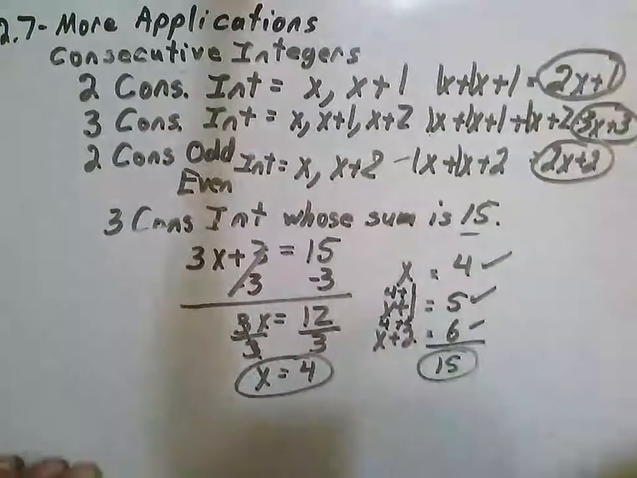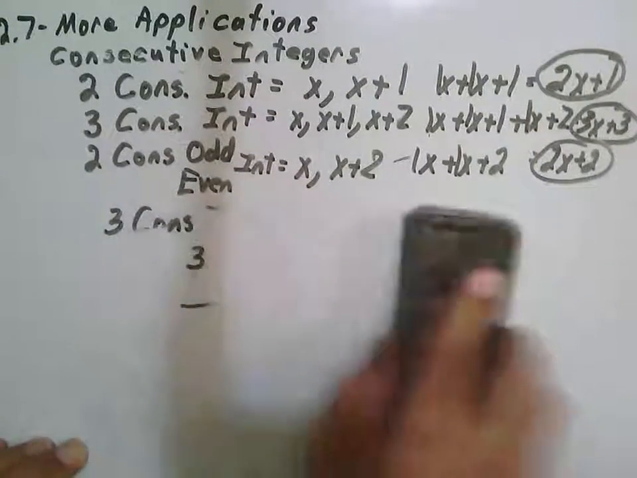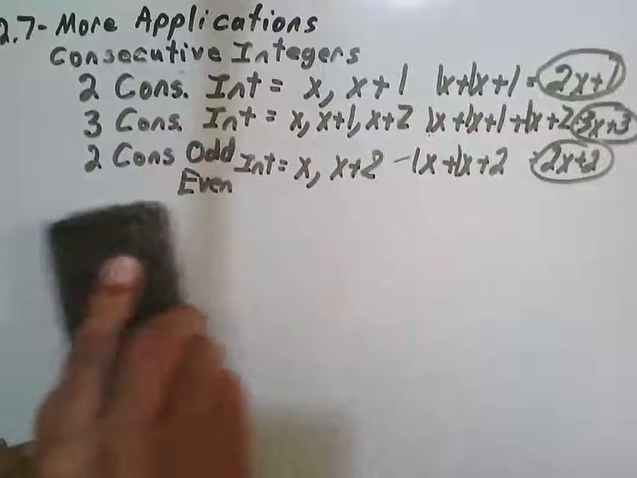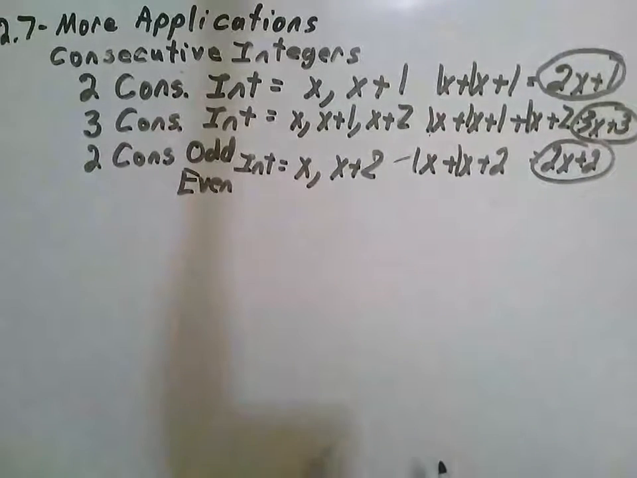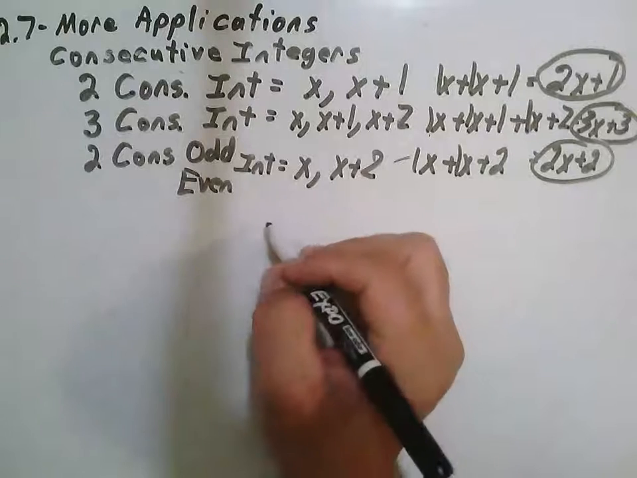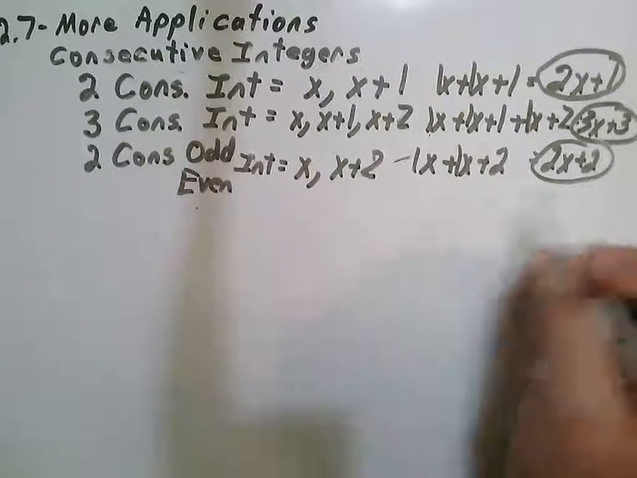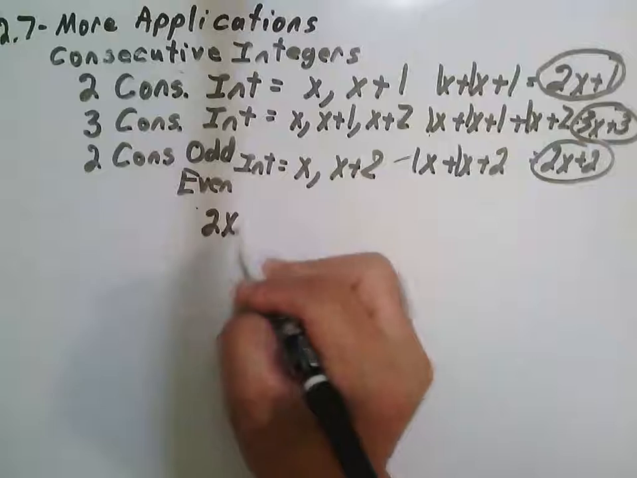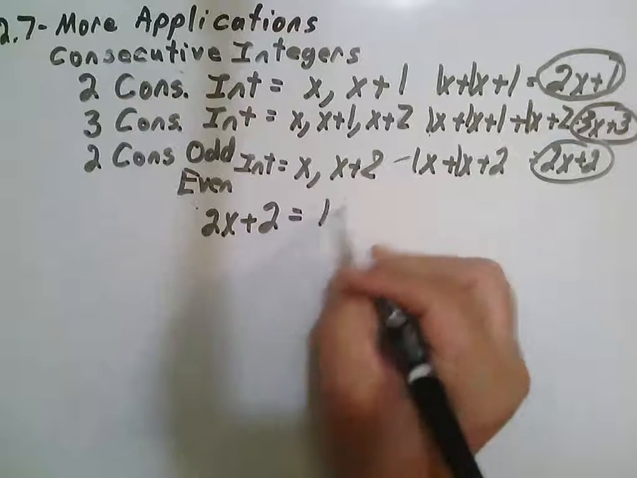Now, if I have my next one that we have listed here, which is consecutive odd or even, we're going to use the same thing, but remember, two consecutive odd numbers are going to give you an even number, and two consecutive even numbers are also going to give you an even number. So what I mean by that is, if I use, let's say, 15, and I'm going to use the same thing, which is going to be 2x plus 2 is equal to 15.